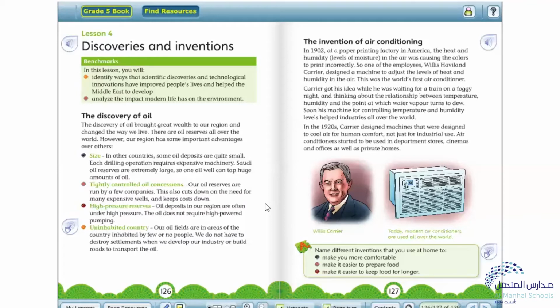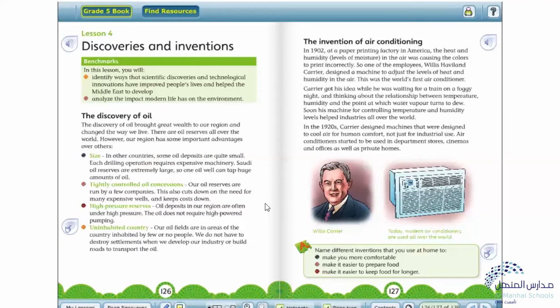It's for the factories. Then in 1920, Mr. Carrier designed a machine that would be used to cool air for human comfort, for people. So he's the one who came up with the AC used all over the world. And even today, look at the pictures, modern air conditioners are used all over the world. We use AC in the modern world now.